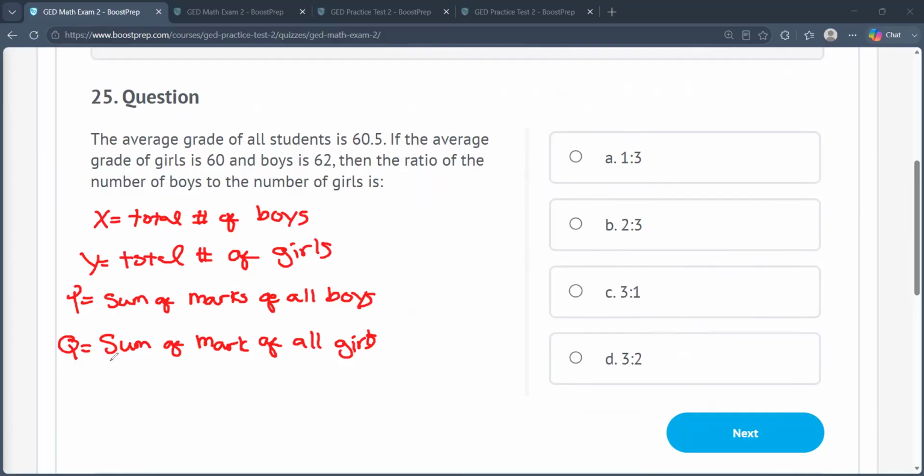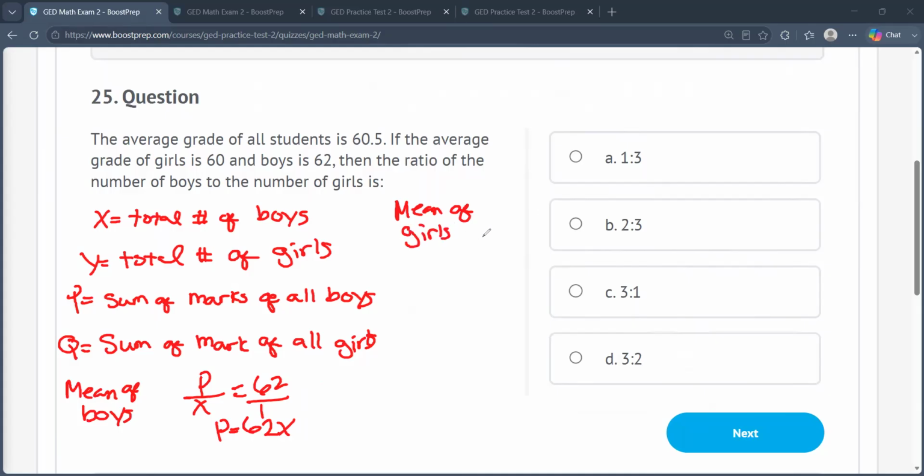So let's find the mean, the average of boys. So mean of boys is going to be P over X equals 62. And then if you cross multiply, that's going to be P equals 62X. And then let's find the mean of girls. It's going to be Q over Y equals 60. And then if I cross multiply, it's going to be Q equals 60Y.